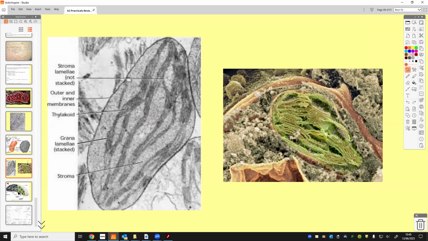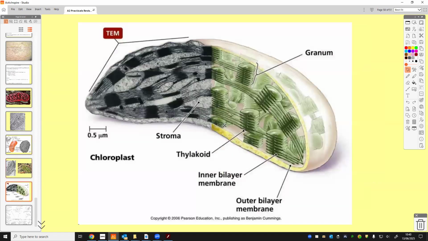So being able to identify each of those, maybe work out magnification from the scale bar. So that gives you your stacks of grana or your thylakoids. You can see there your lamellar grana or intergranal lamellae as well, stroma in the middle, etc. So that's pretty much it.